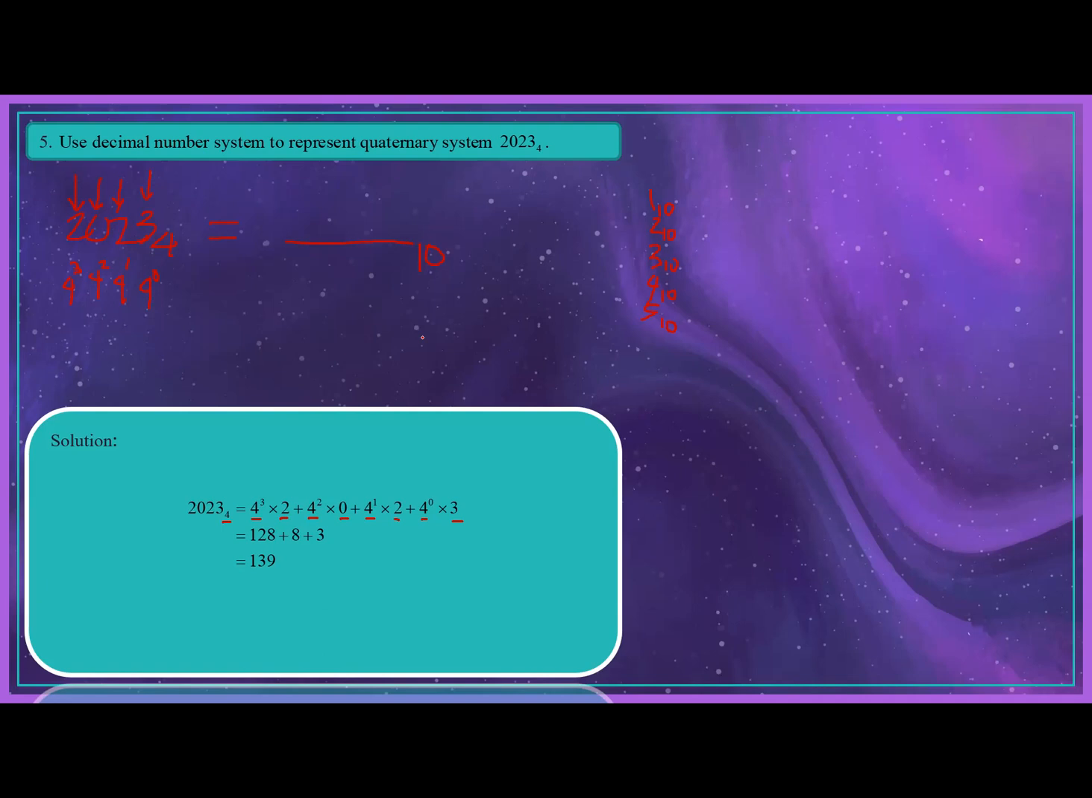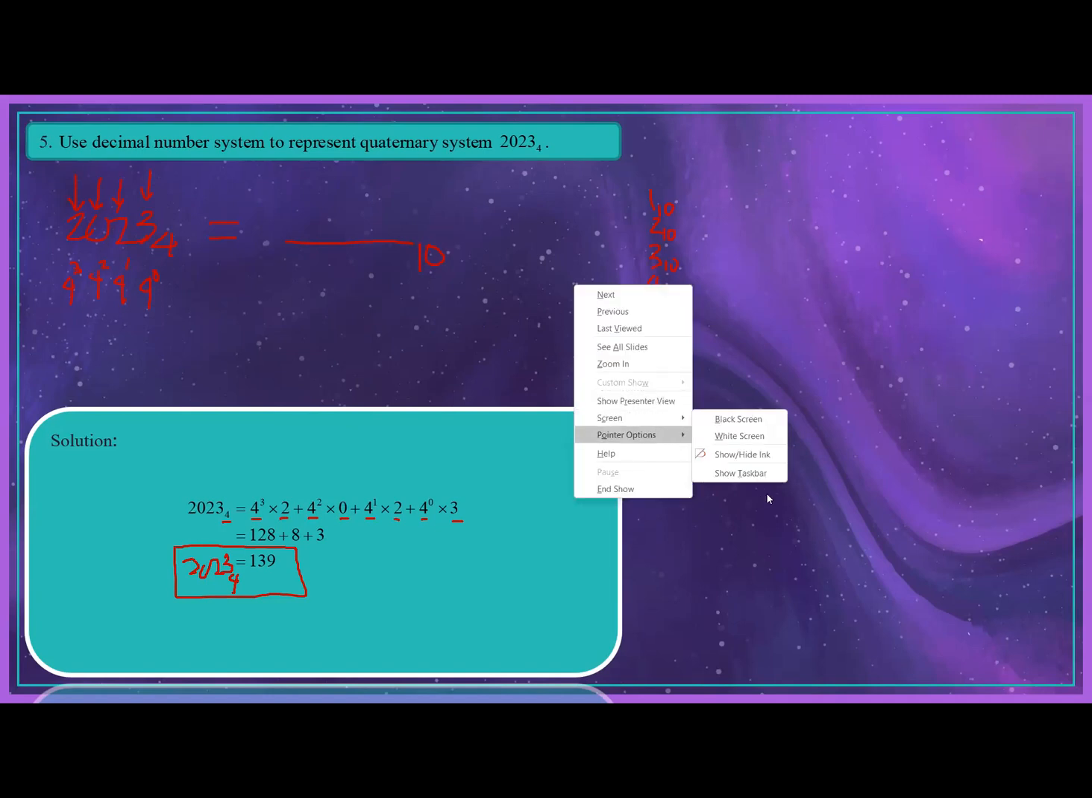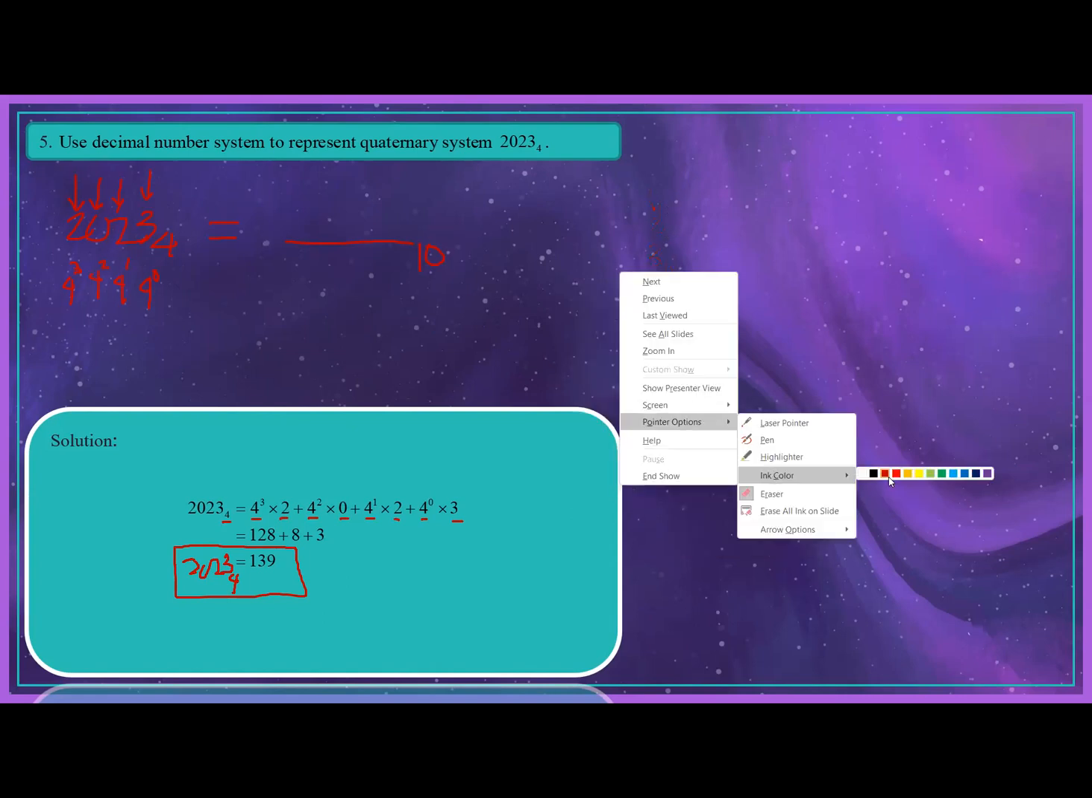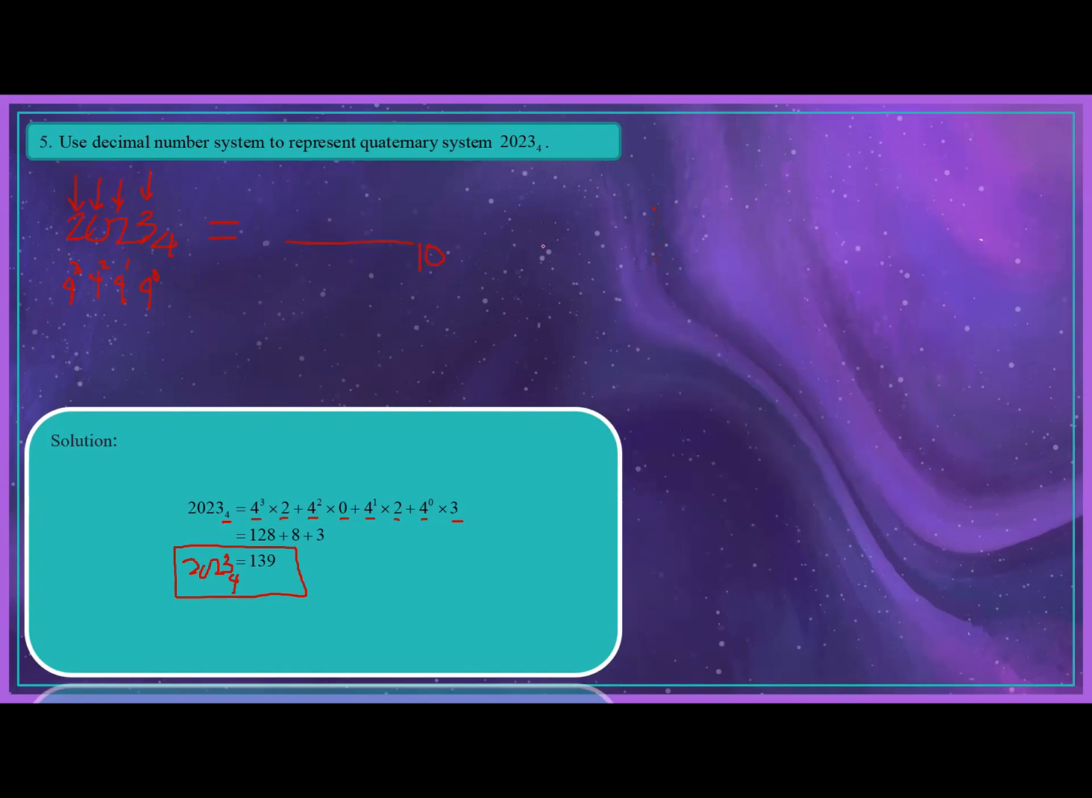Okay, so there are also other ways. Okay, I'll give another example. So for this part, this is equivalent to 139. Okay. So there are different methods to convert numbers. Okay. So how about we need to convert 10111 base 2 to base 10. Okay, so this is called the binary system.